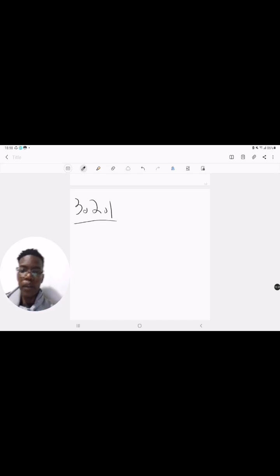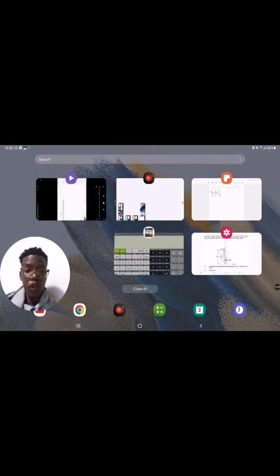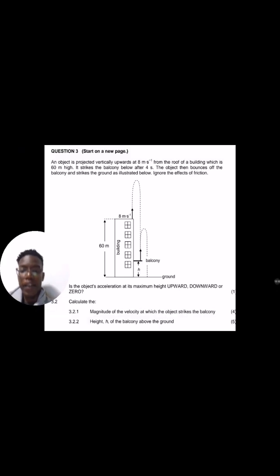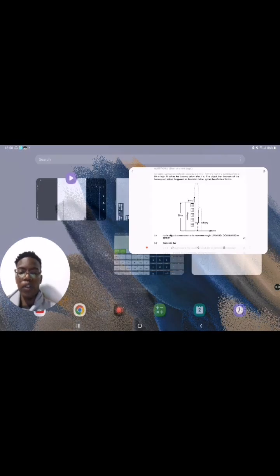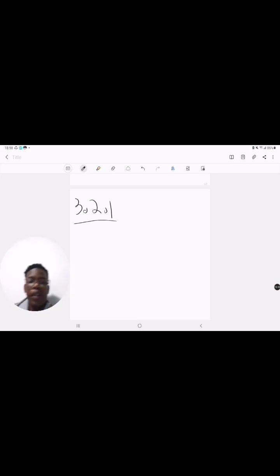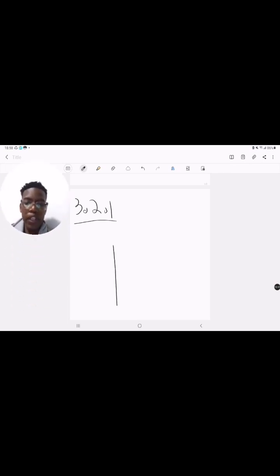So question 3.2.1, let's go back to the question. It says, calculate the magnitude of the velocity at which the object strikes the balcony. Okay, so let's redraw the scenario again. So we've got a building. We know that the building is 60 meters high, 60 meters high from the ground.